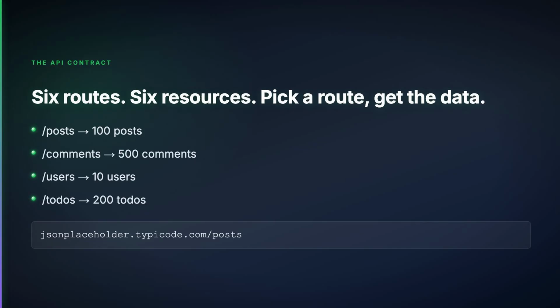This slide is the API contract. You pick a route, you get the data for that resource. /posts, 100 posts. /users, 10 users. Each route is a promise the server makes. This is the contract. Let's see it in action.